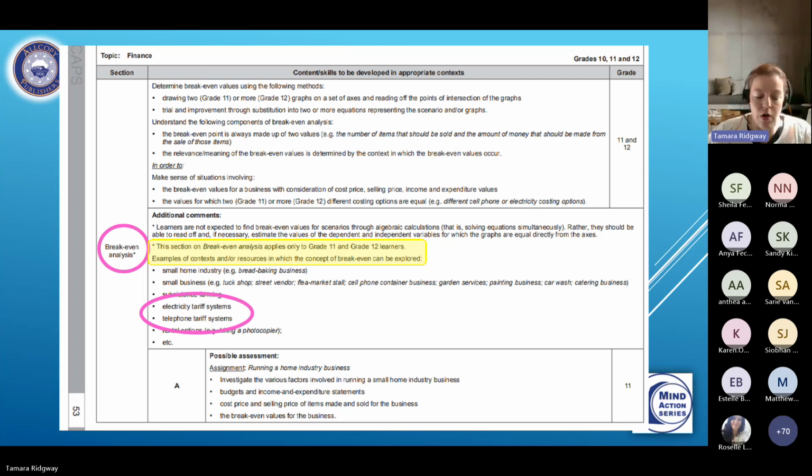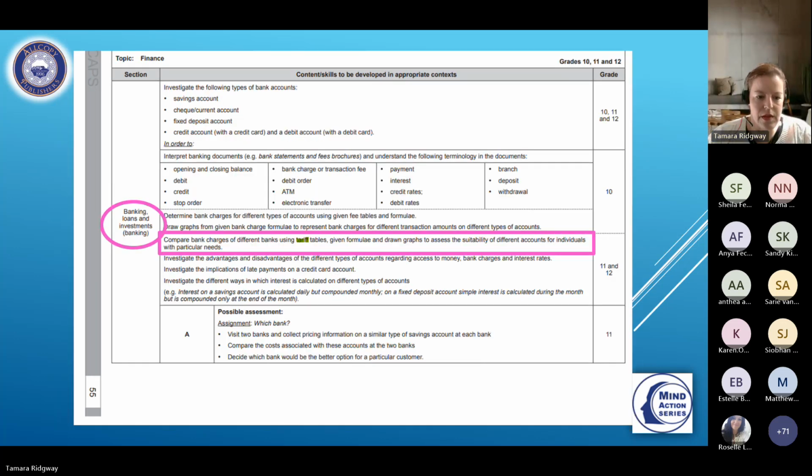Okay, we're on break-even analysis. Our topic that we're dealing with is finance, but now specifically under break-even. This section on break-even applies only to grade 11 and 12 learners, and examples of these contexts are basically electricity and telephone tariff systems. Banking. So now we're on banking, still under finance, but tariffs come in to banking when you are comparing charges of different banks and their tariffs.